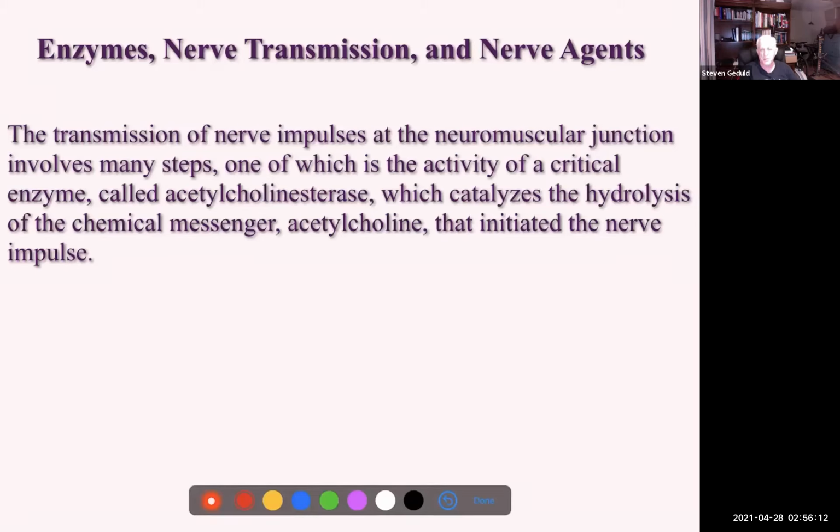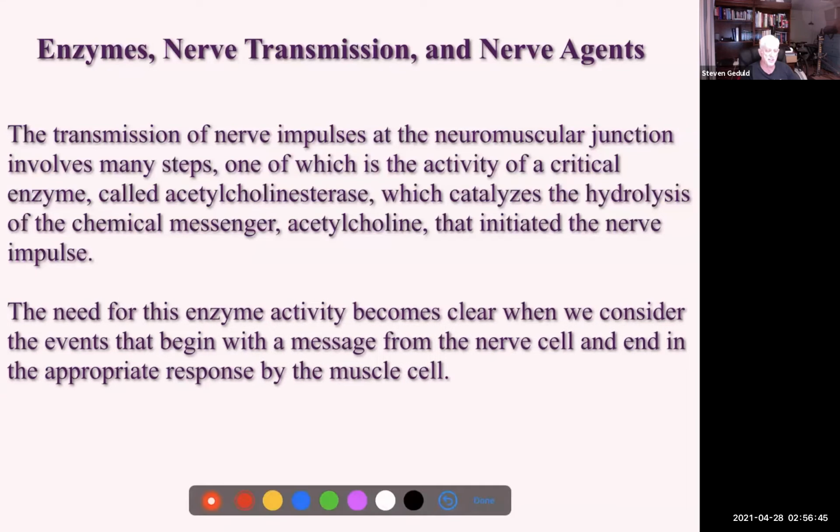It means the nerve innervates the muscle. One of the steps is the activity of a critical enzyme called acetylcholinesterase. Okay, it catalyzes the hydrolysis of the chemical messenger, acetylcholine, which initiates the nerve impulse. So acetylcholinesterase is an enzyme that stops acetylcholine from triggering that nerve. It breaks down acetylcholine.